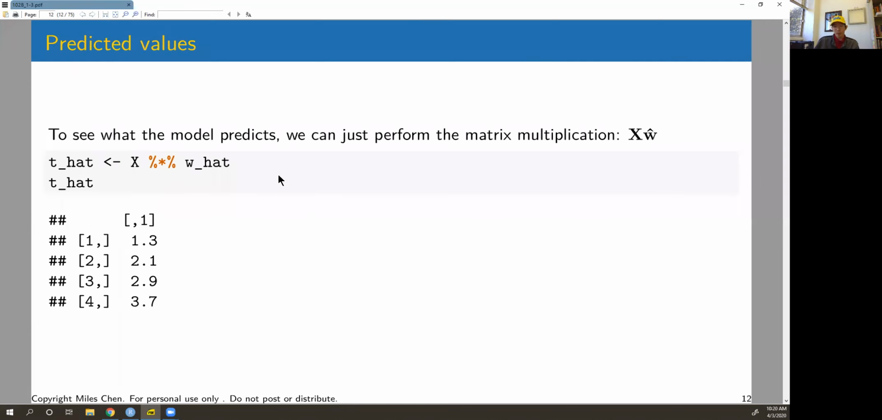Okay, what do we do if we want predicted values? If we want to see what the model predicts, we can take any input values X. In this case, I'm going to just use the original values, and multiply them by the fitted W. The fitted parameters, W hat, are the slope and intercept that we estimated, 0.5 and 0.8. And so if I take some input X and multiply it by W hat, these are our predicted values. T hat predicts 1.3, 2.1, 2.9, 3.7.